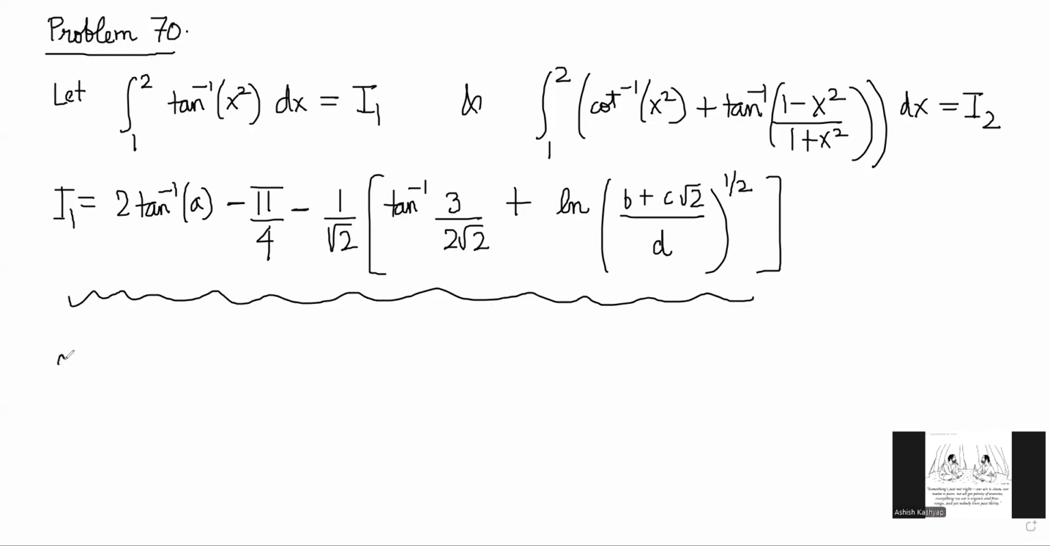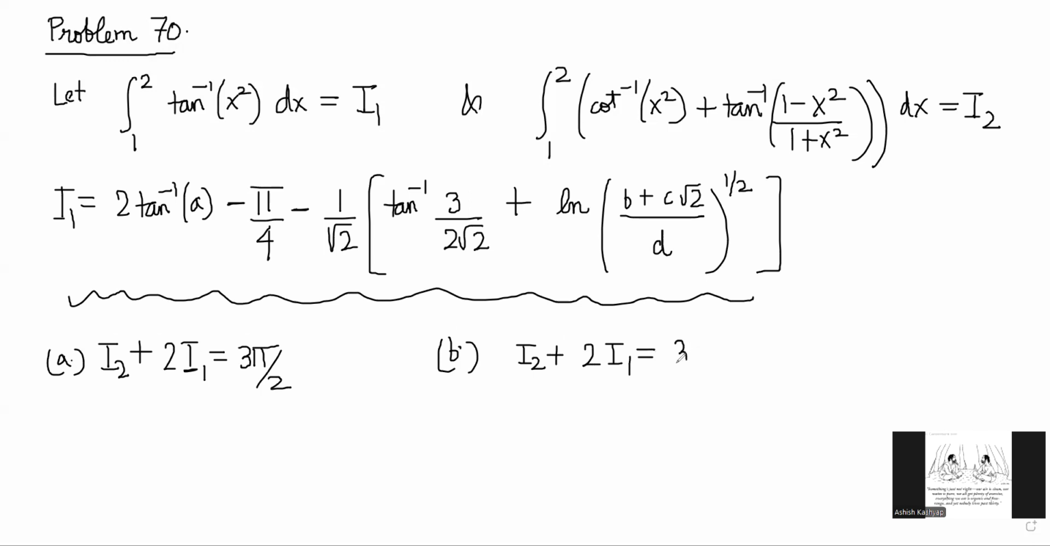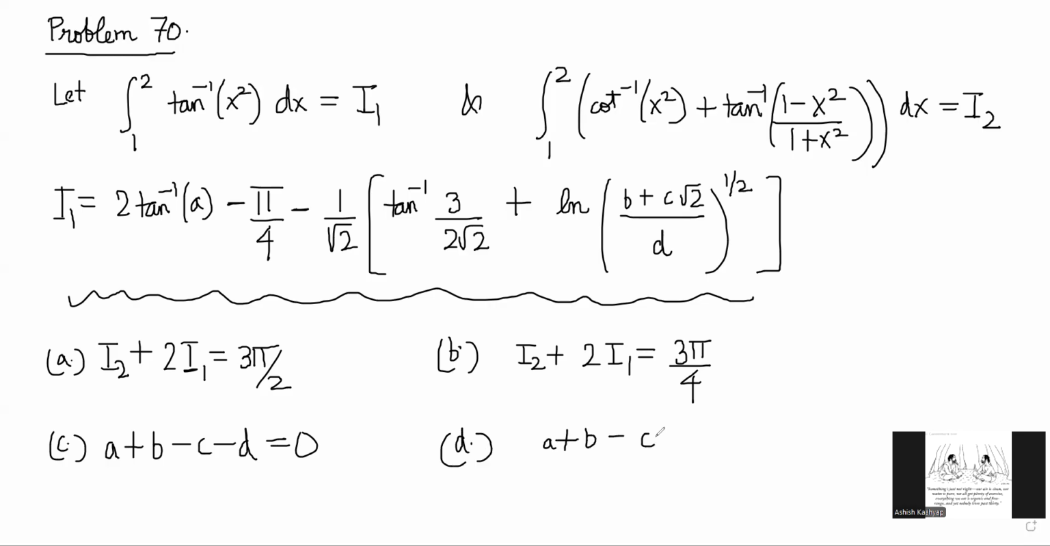And now the question that is being asked is, option A is I2 plus 2I1 is equal to 3 pi by 2. Option B is I2 plus 2I1 is equal to 3 pi by 4. Option C is A plus B minus C minus D is equal to 0. And option D is A plus B minus C minus D is equal to 1.